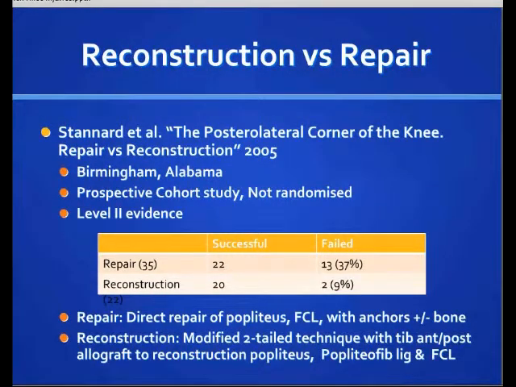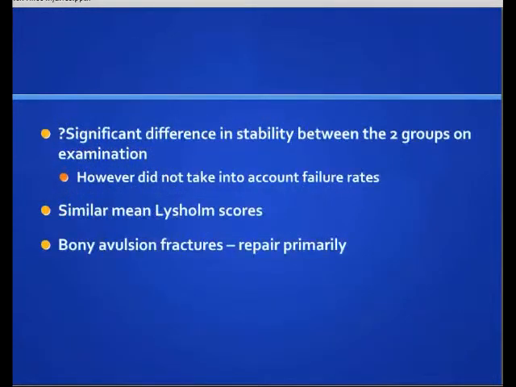It is, however, important to note that they did also identify a significant difference in the stability between the two groups on examination, but they had put those two groups together, and overall the two groups had similar Lysholm scores. And difference in management.